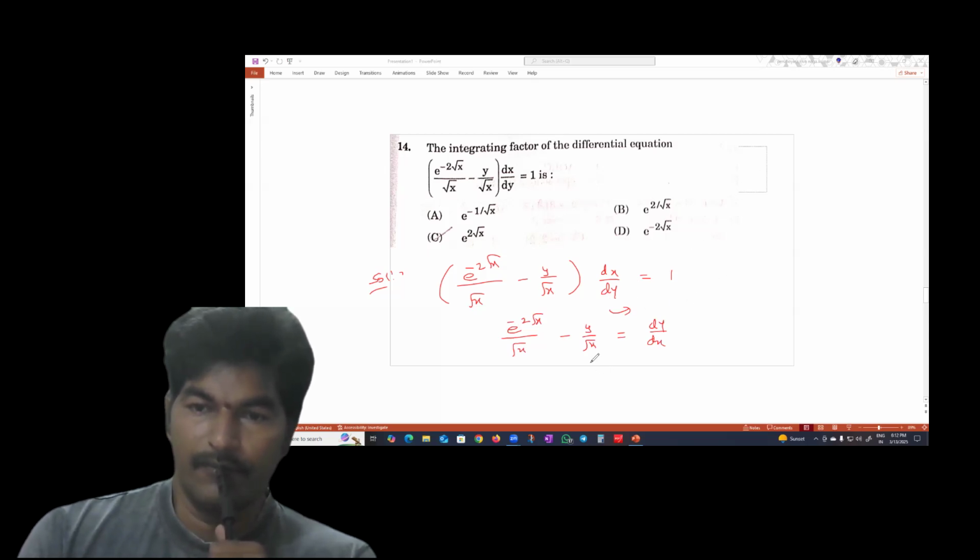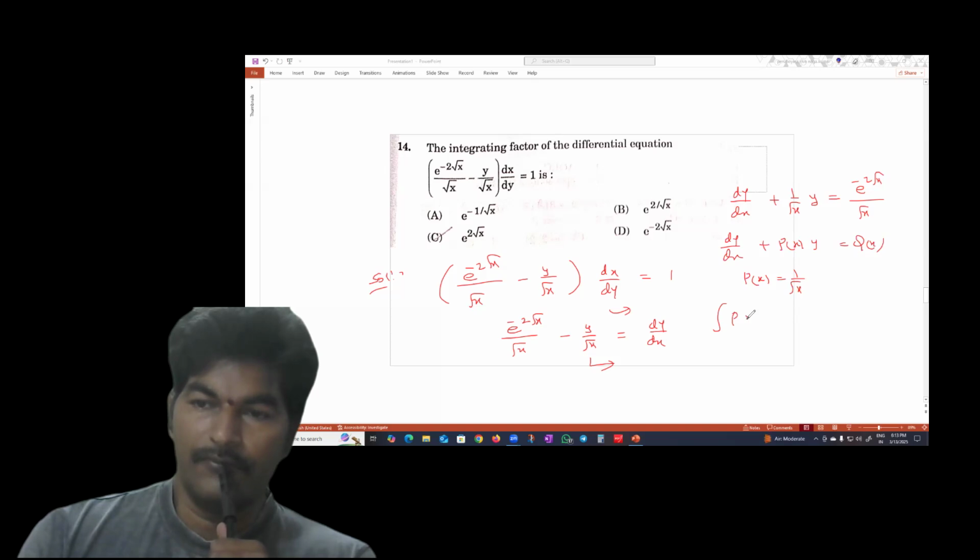Now again, we will move this minus y by root x to the right hand side. Then you can write dy by dx plus 1 by root x into y is equal to e power minus 2 root x divided by root x. Now comparing with dy by dx plus p of x into y equal to q of x, you can see p of x is equal to 1 by root x.